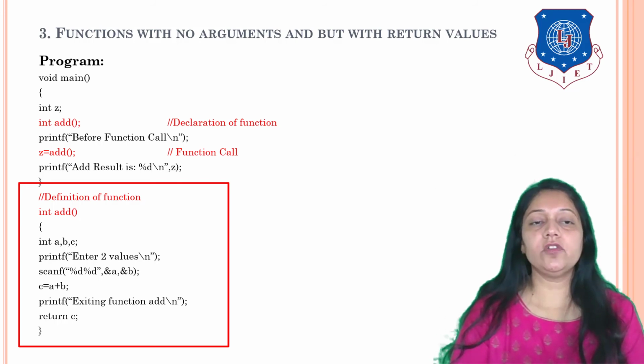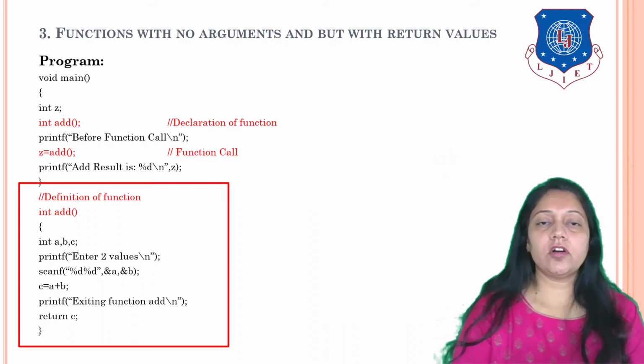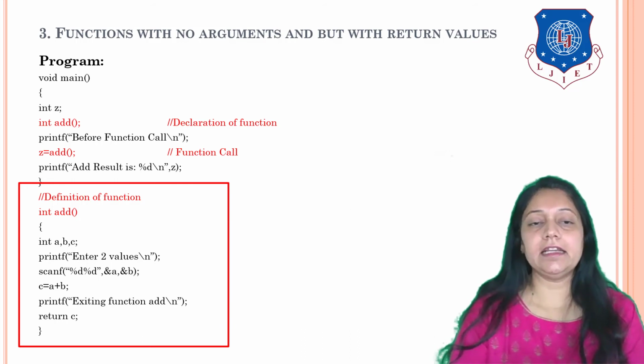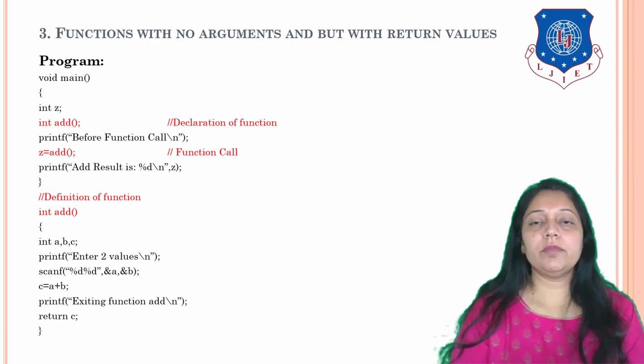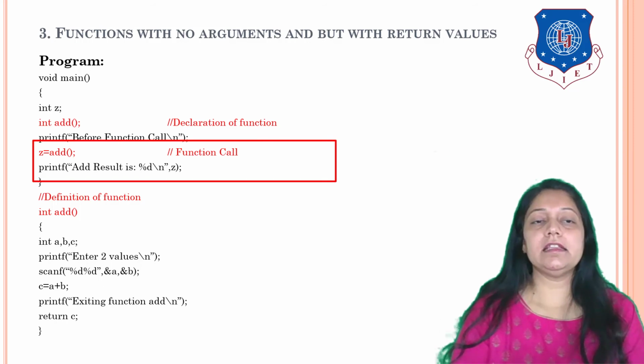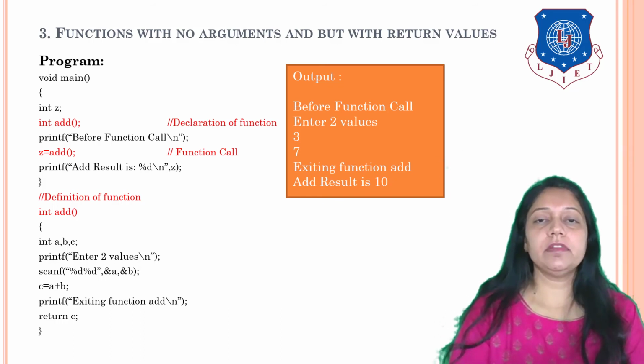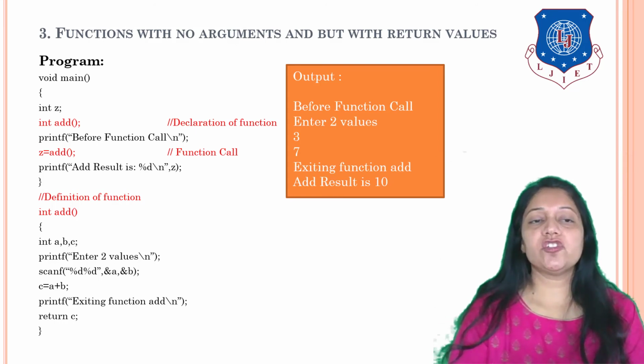So whenever you have some return type, integer, float, or whatever, you should compulsorily have a return keyword in the program. So I have written return, and what I want to return to the calling function is the value which has been stored in c. So return c and end it with a semicolon. Whatever value I'm returning through c is stored in z, and that z value is displayed in the main function. So whenever you execute this program, the output would be "before function call" as usual. Then you are calling the function add.